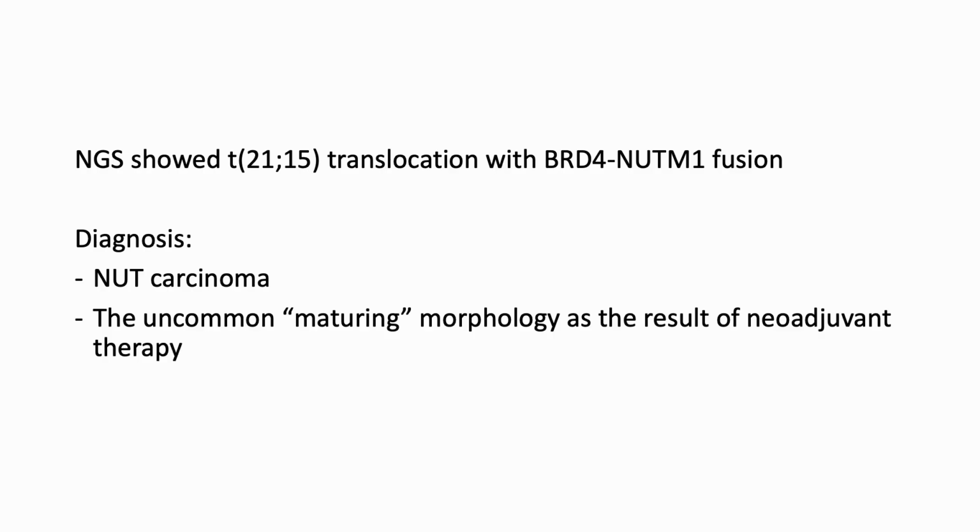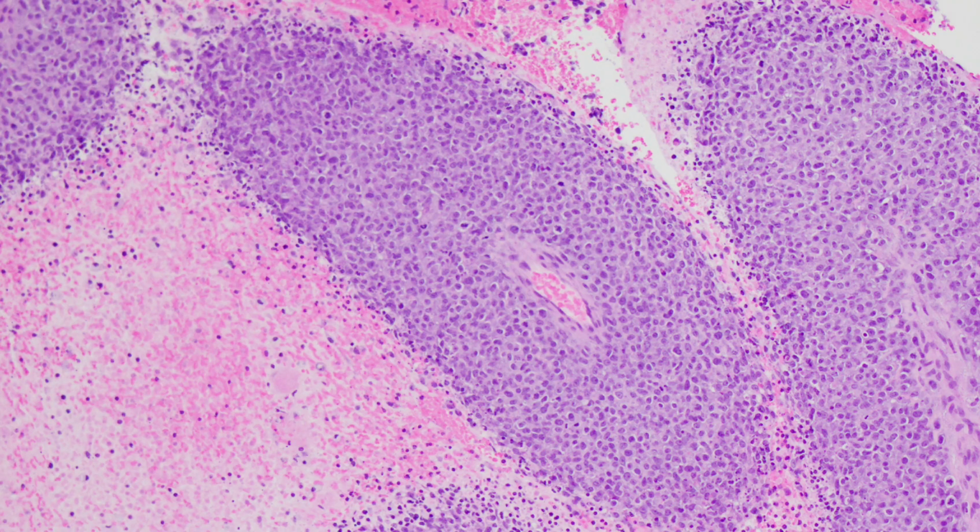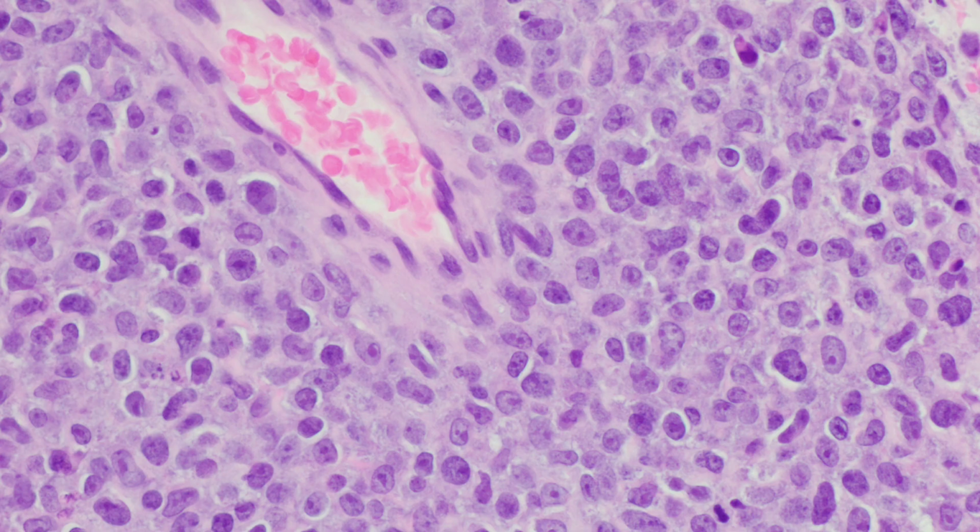The atypical, deceptively mature appearance was a treatment effect. Chemoradiation can induce tumor maturation and suppress mitotic activity. Unfortunately, the patient developed a pelvic recurrence 1 year after surgery. Here is the true morphology of NUT carcinoma at recurrence: large areas of necrosis, brisk mitotic activity, and a high-grade monomorphic population of cells with prominent nucleoli and undifferentiated morphology.